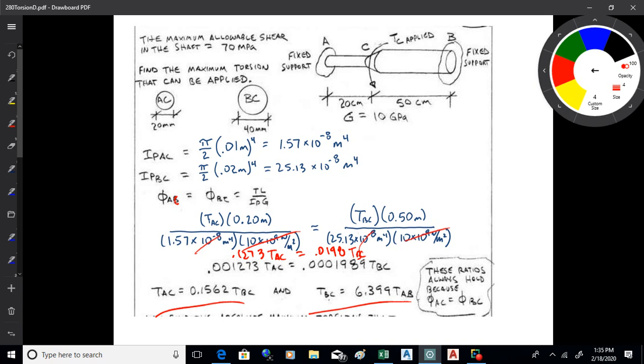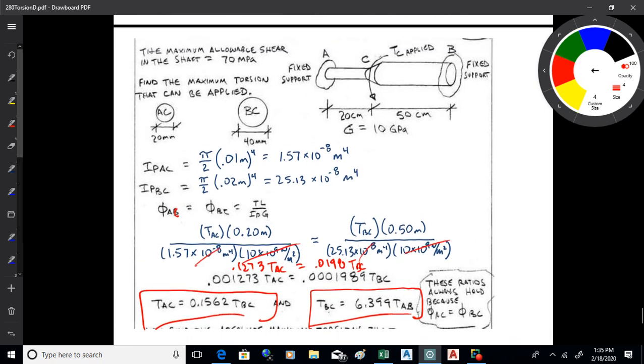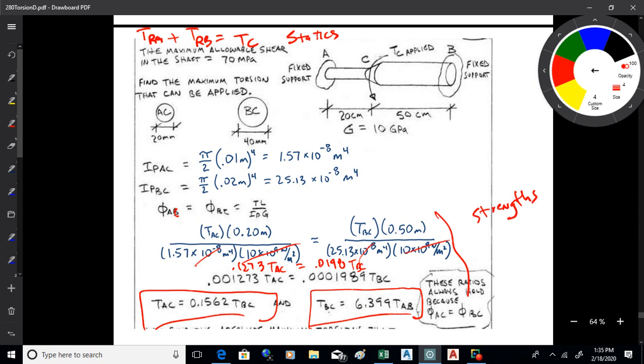And I'm going to get to the same result. I went ahead and solved it both ways. So I got TAC is 0.1562 TBC, or I could invert that and get TBC as 6.399 TAB, okay? So what you have here is kind of the standard way you handle these. You've got the statics, which I wrote up at the top of the other slide. Of course I don't have it here, but TRA plus TRB is equal to TC. That's the statics. And then down here I've got the strengths. And I've got two unknowns. I've generated two equations, so I can go ahead and start doing this, okay?